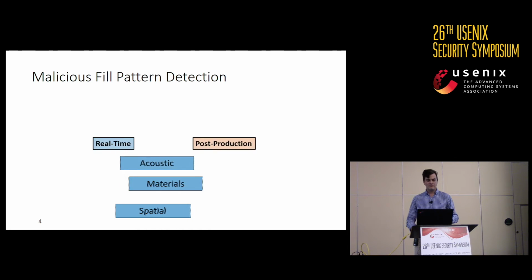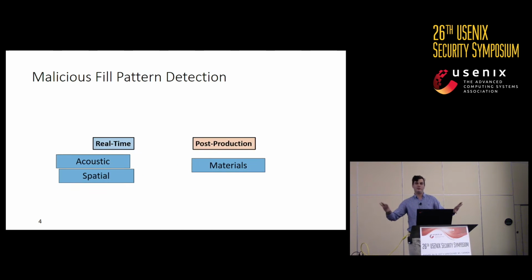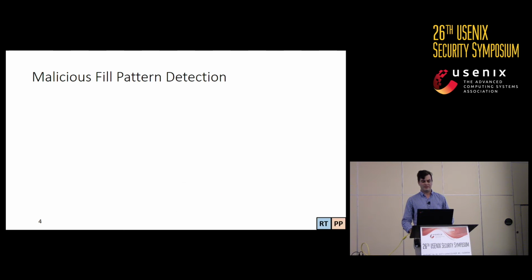And for the sake of this talk, I'm going to separate these into 2 buckets. The first one is real-time verification. So we look at the acoustic and spatial monitoring of the 3D print. These are things that happen in real time while the print is going on. And there's the post-production where we can look at some of these material science methods after the print has completed. And we'll keep these down here to keep everybody on track.